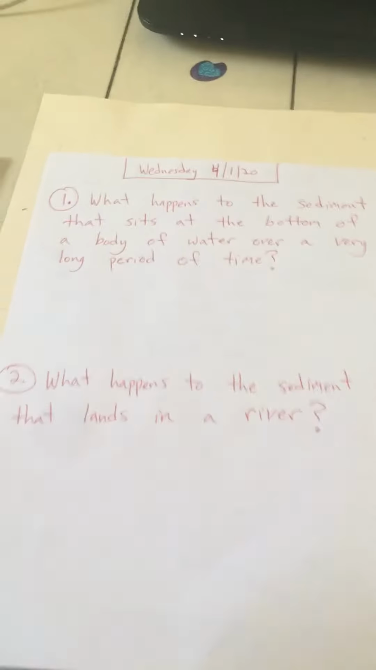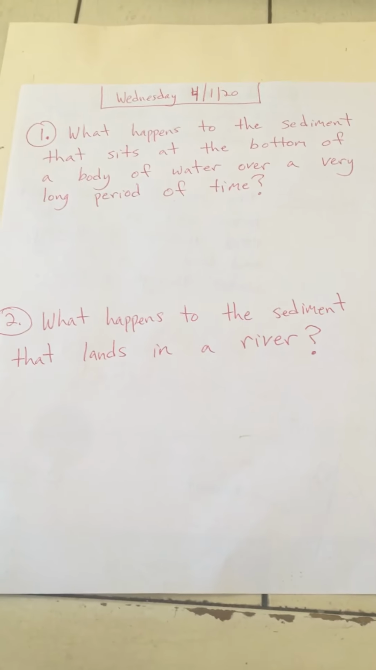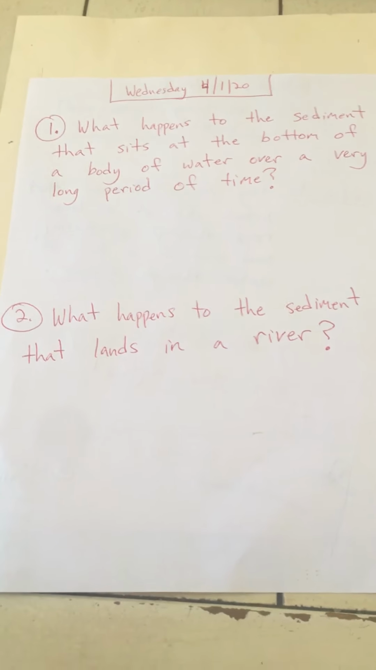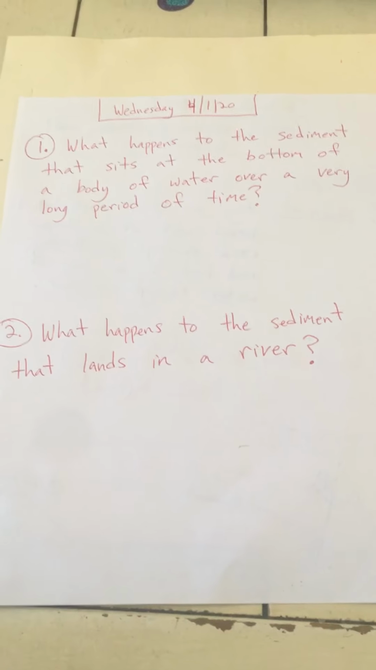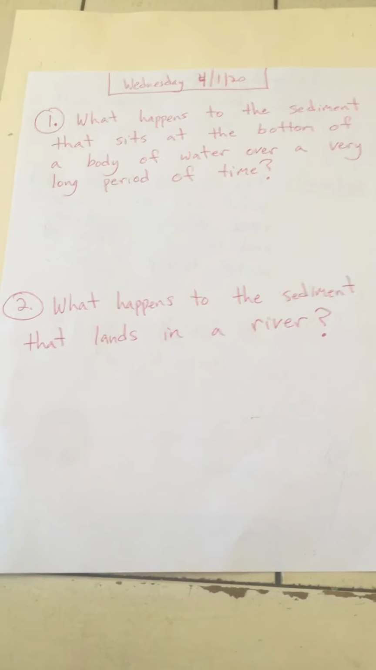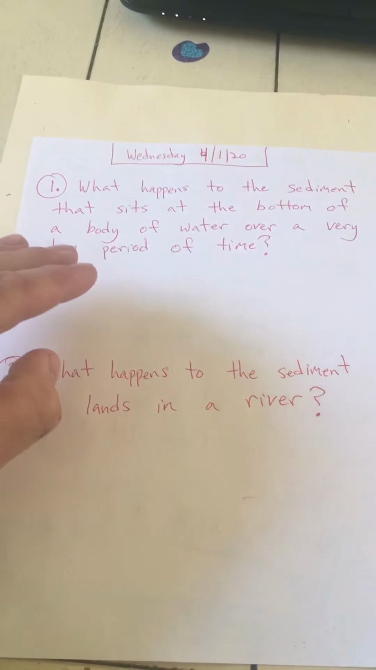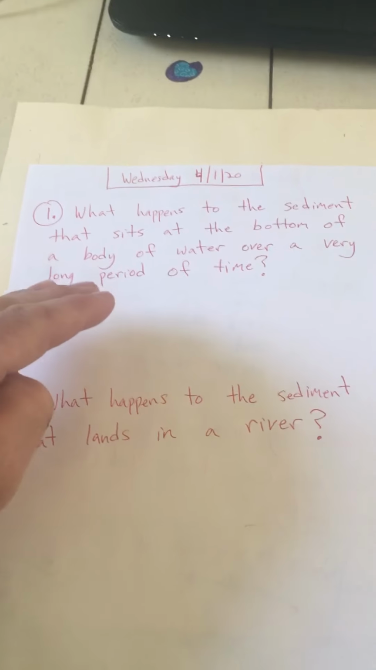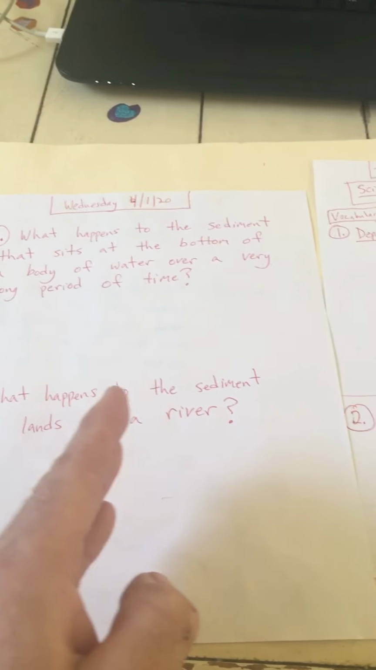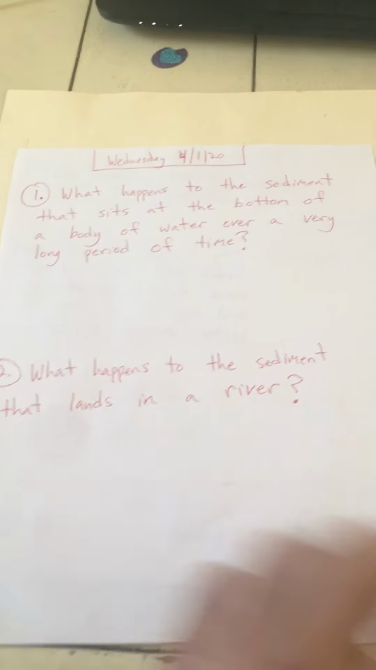All right, and that leads us into the questions that we had from yesterday. Number one says, what happens to the sediment that sits at the bottom of a body of water over a very long period of time? We'll get to that in a minute, but I got to teach you some new vocabulary. And number two says, what happens to the sediment that lands in a river? Because if it lands in a body of water where it's going to settle to the bottom, that sediment is going to have something happen to it. But if it's moving in a river, something different is going to happen to that sediment. All right? So here we go. That was some review of yesterday's.